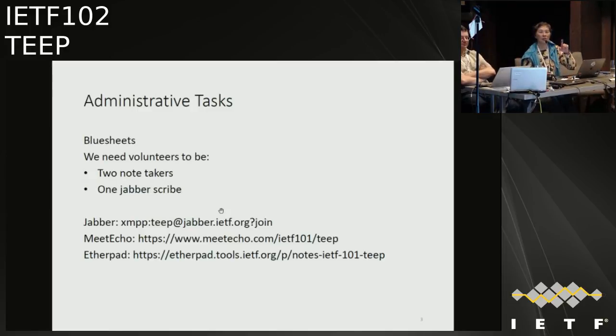Hopefully you know all this by now. The blue sheets should be going around by now. I know on my left-hand side, they should be halfway through, if not already. But just make sure you sign the blue sheets.